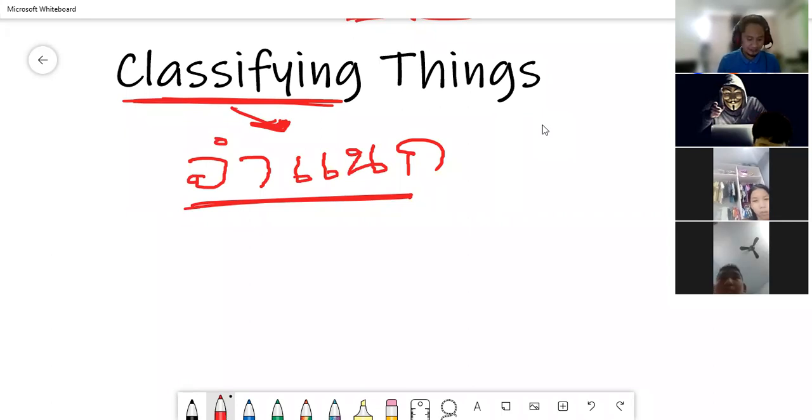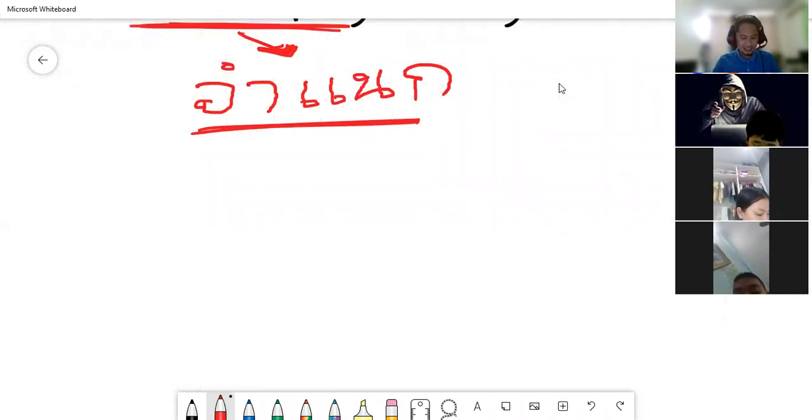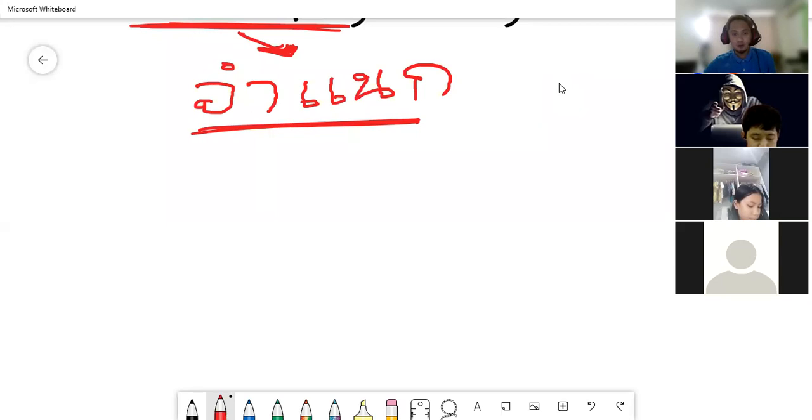Now here, how can we classify things? We classify things into different groups to help us in our study of things. Classifying things makes it easier for us to look for similarities and differences. Things are classified based on their properties and characteristics. For example, we can classify things.